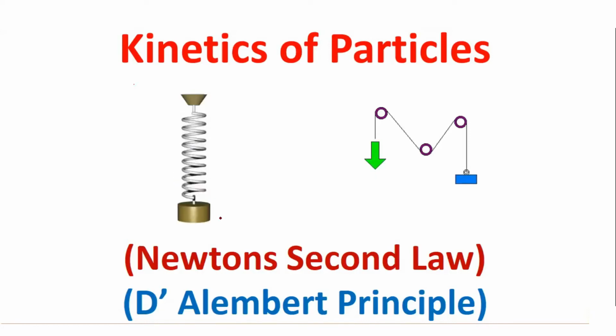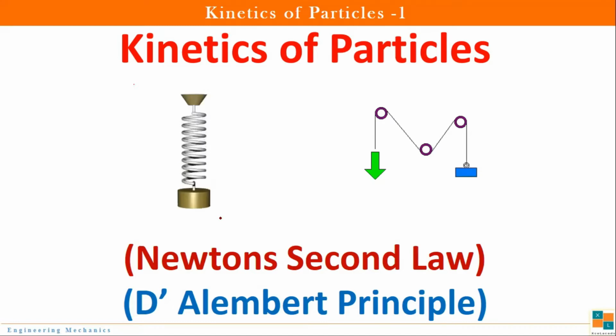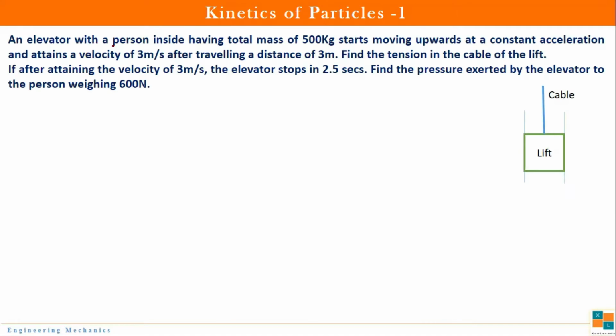Welcome students. Let us continue our discussion with the topic kinetics of particles 1 with some more problems. The next problem is an elevator with a person inside having total mass of 500 kg start moving upwards at a constant acceleration and attains a velocity of 3 meter per second after traveling a distance of 3 meters.